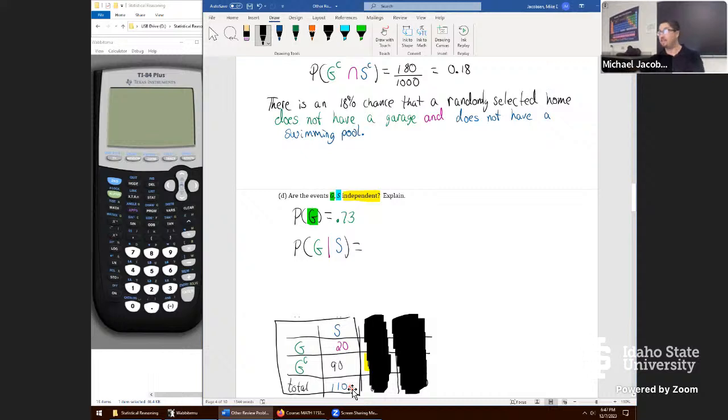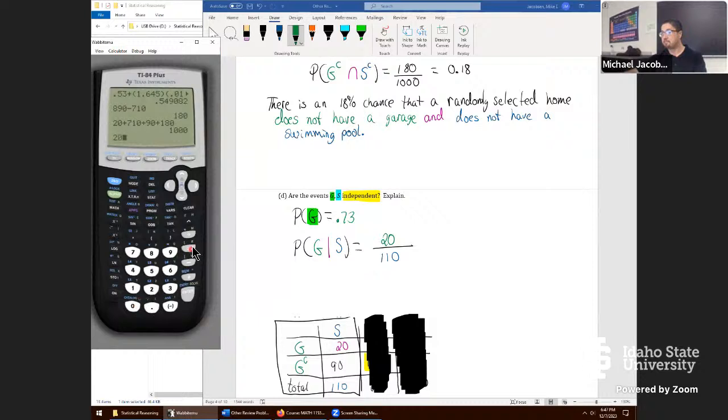The denominator is 110. The moment we said given S occurred, we have to recall there's only 110 ways S can occur: 110 homes with actual swimming pools. But it's also wanting the probability of G. There are 20 such outcomes that occur for having a garage. So 20 would go right up in here. Now it's going to be 2/11ths, or 20 divided by 110. This probability looks like a nice repeating decimal. Let's round it to 2 decimal places to compare with the other probability. Probability of G given S is 0.18.